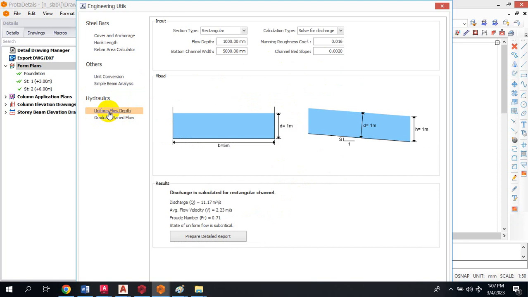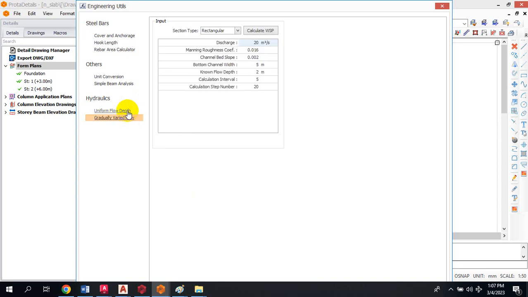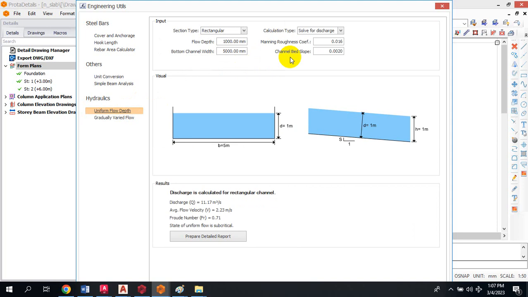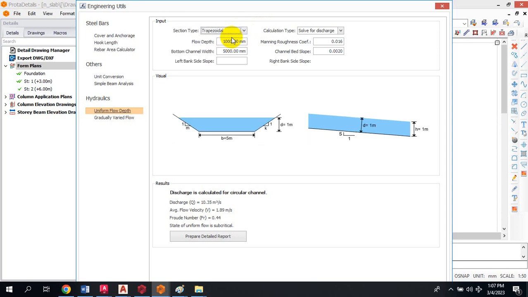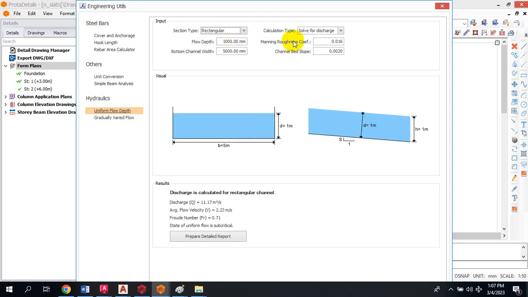So if you come down now to where we have our hydraulics, under our hydraulics we have uniform flow depth, and then we have gradually varied flow. Our uniform flow depth tells you the depth of the channel and the bottom channel width. It depends on whatever kind of channel you are designing for, whether it's circular, trapezoidal, or rectangular. All you need to do is type in that information here, depending on what you are trying to solve for.